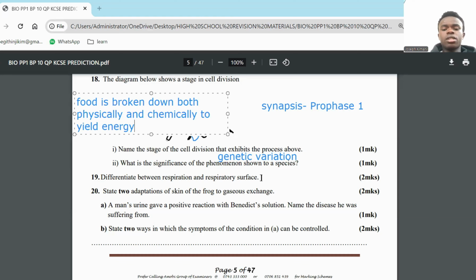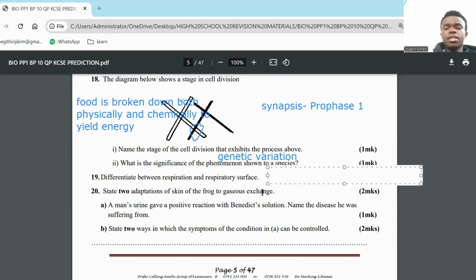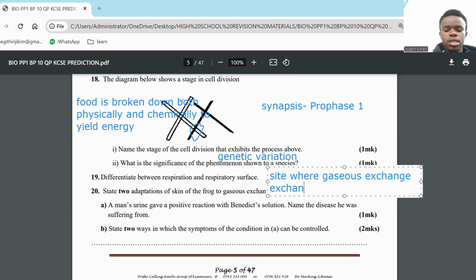What about a respiratory surface? A respiratory surface is the site where gaseous exchange takes place. For example, in leaves we talk of stomata. That's a site where gaseous exchange takes place. So that's what you talk of as a respiratory surface.